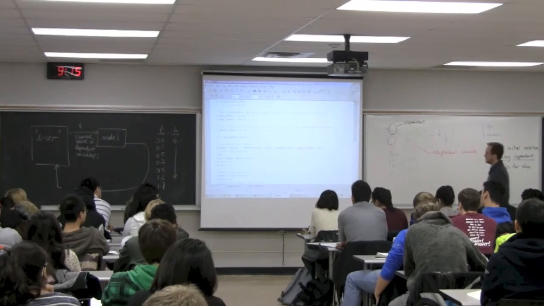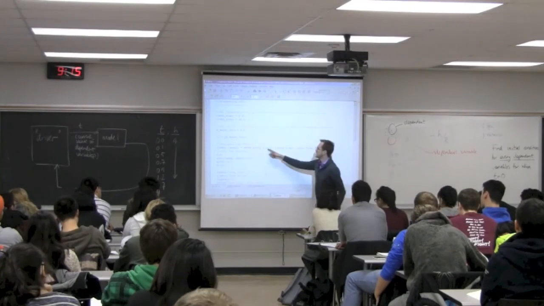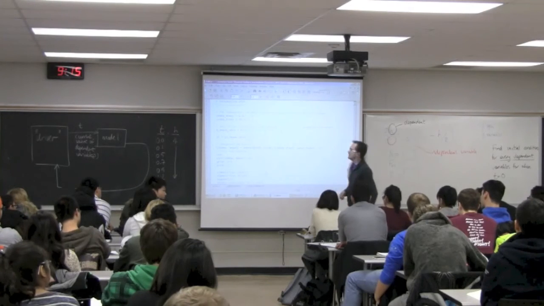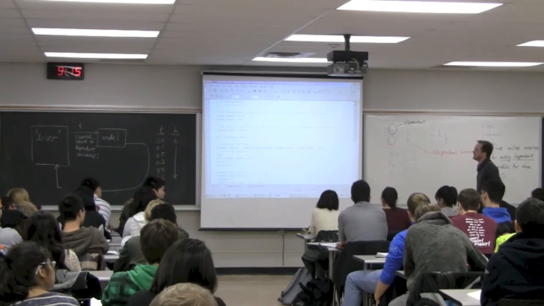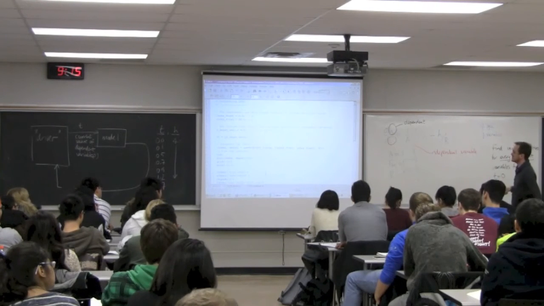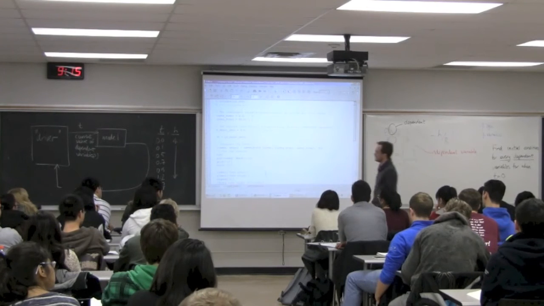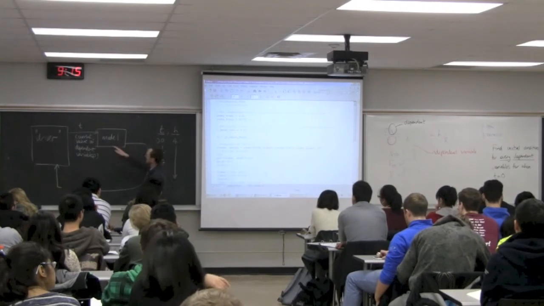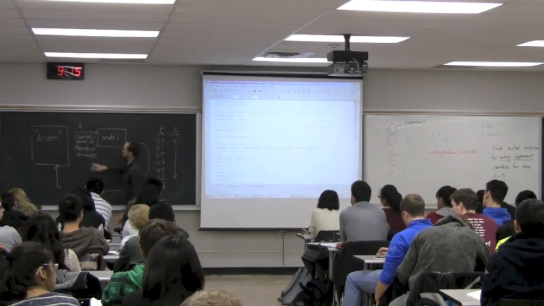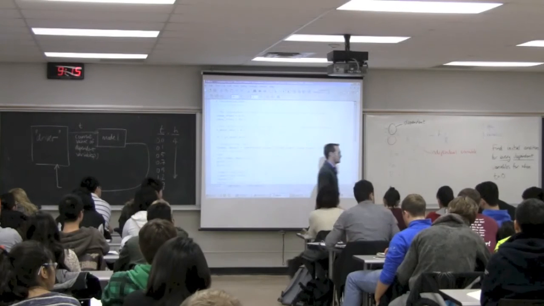Let's take a look at what the model looks like. The model for that tank is going to tell me what the tank's volume height is. So the model is going to spit out, at a given time, what the tank's height is. So let's take a look at the model file.